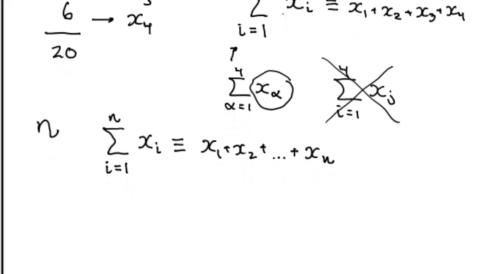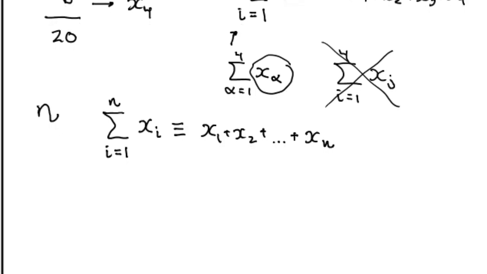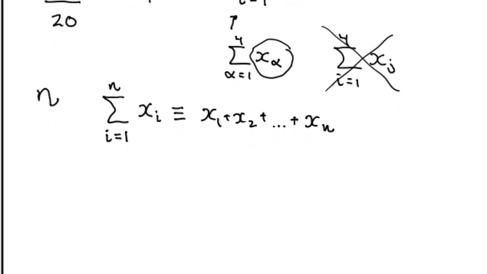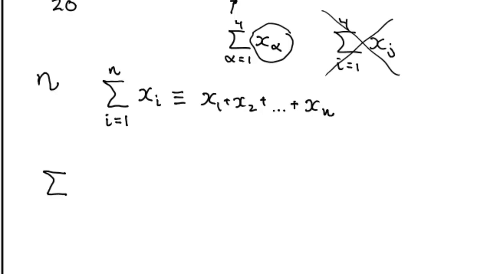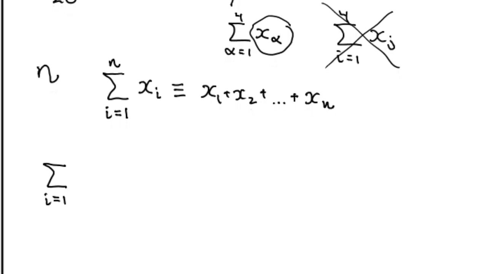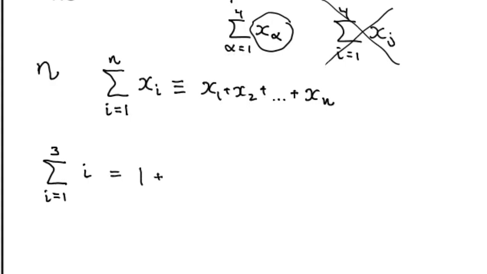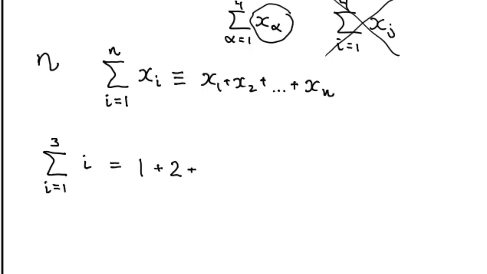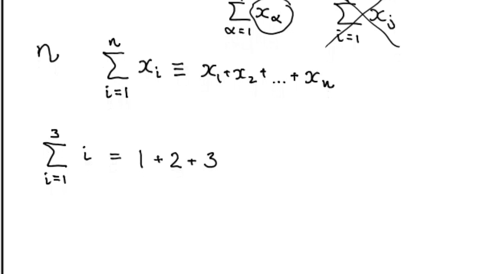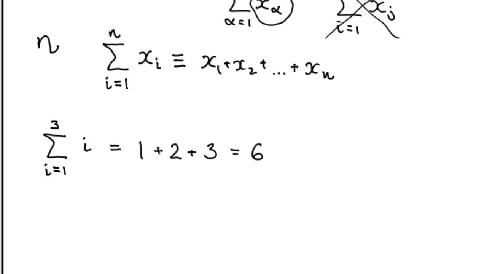We can also use the dummy variable inside the expression following the summation sign. For example, if I write summation i goes from 1 to 3, and following the summation sign I don't write xi but just i. Think of this as a loop where i goes from 1 to 3. In the first iteration i is 1. In the next step i is 2, so we add that. And in the final step i is 3, and the final sum is 6.